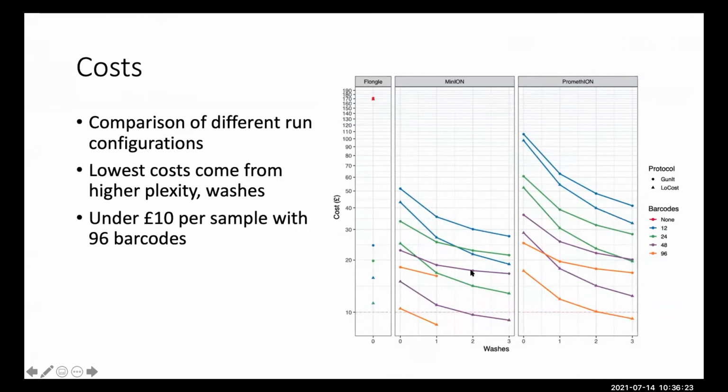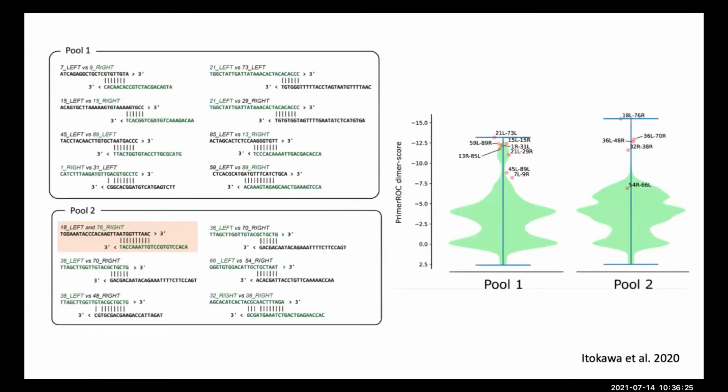So quite cost effective. And then since the version one primers, and after the version two and three versions were released, they updated this paper, but a group in Japan looked into the dimer products, and they actually sequenced the dimer products on Illumina to try and figure out what was causing them.